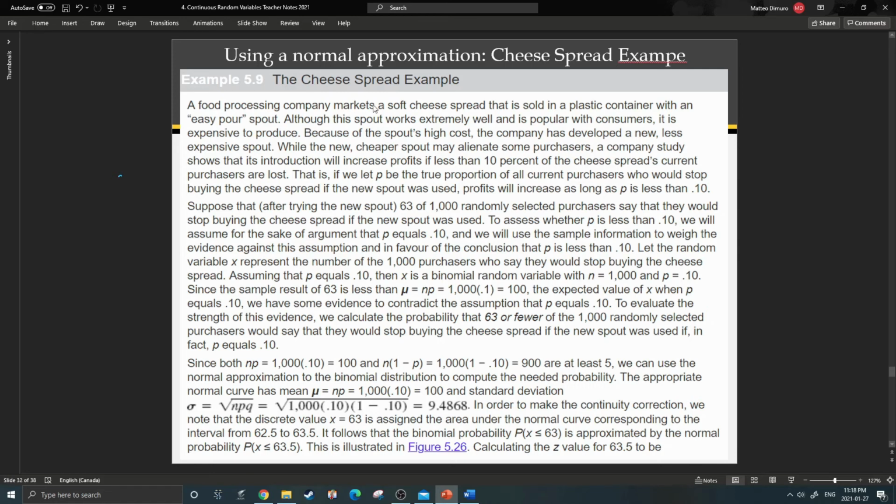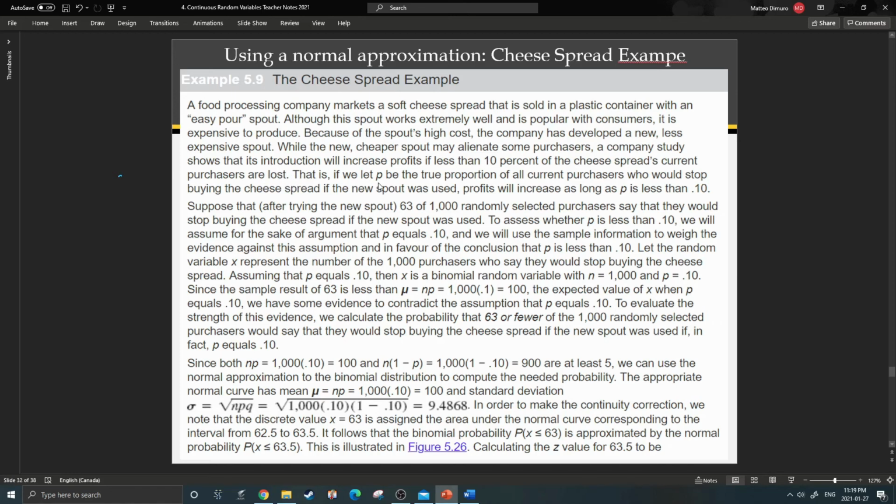A food processing company markets a soft cheese spread that is sold in a plastic container with an easy pour spout. Although this spout works extremely well and is popular with consumers, it is expensive to produce. Companies don't like that. Because of the spout's high cost, the company has developed a new, less expensive spout. While the new, cheaper spout may alienate some purchasers, right? Some people are going to be like, I don't like this cheaper thing, and try to find a similar product somewhere else. A company study shows that its introduction will increase profits if less than 10% of the cheese spread's current purchasers are lost. We're happy to lose you as long as we make more money.